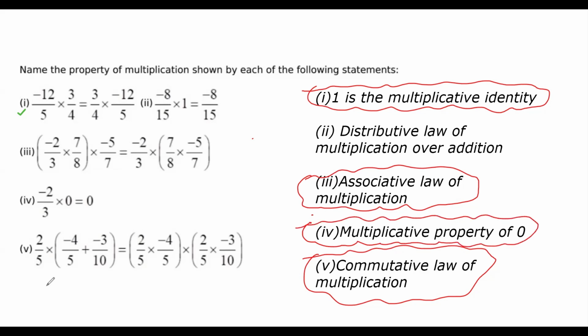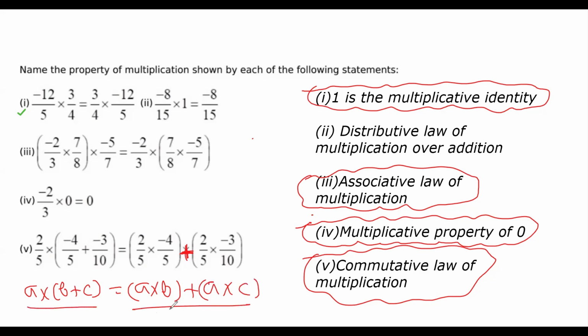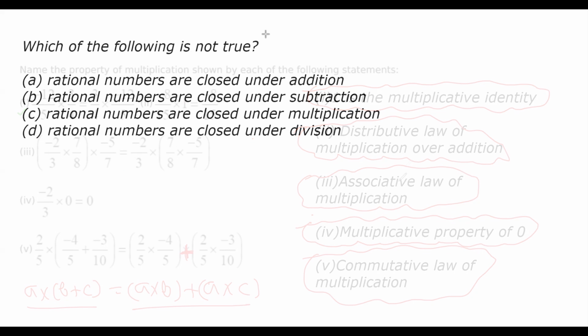And finally, this. Let me write down, this is A multiplied by B plus C. We can see that over here it's A multiplied by B. Well, it should be plus; there is an error in the typing. And plus, that should be A multiplied by C, right? So this is what? The distributive property of multiplication over addition. So this is the correct answer for this question.